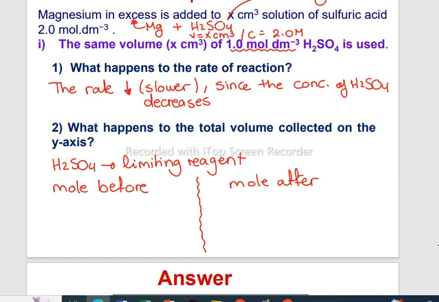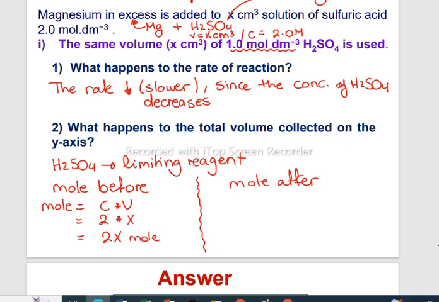Now, for the mole before, we need to remember that the mole number is concentration times volume. So my concentration, according to what's given in the question, was 2, multiplied by the volume, which was x cubic centimeter. No need here to convert into decimeter cube, as we are only doing comparison, and it is a constant number. So this final answer is 2x mole.